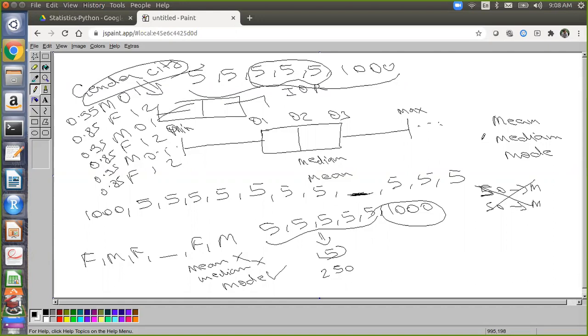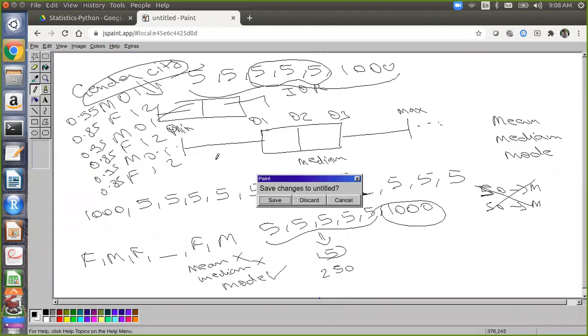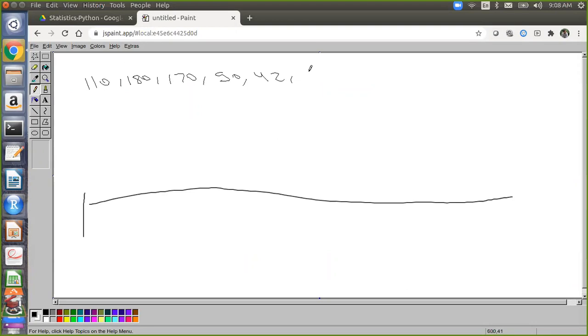Any question guys with respect to box plots and the 5 number summary? If any data is given to you, will you be able to create a box plot? Yes. Okay, I am giving you one data set. I taught you how to create it using a scale. Now create a box plot for this. Suppose 110, 180, 170, 90 and 42.